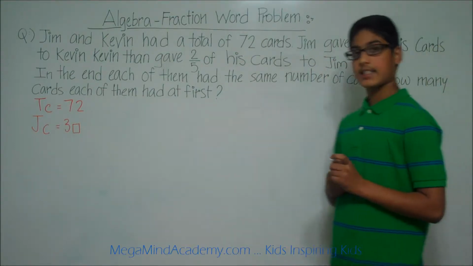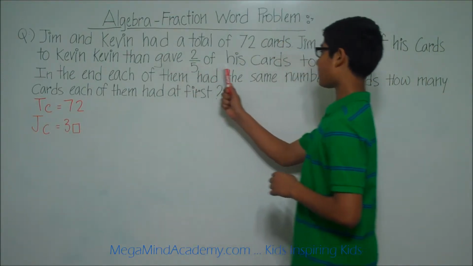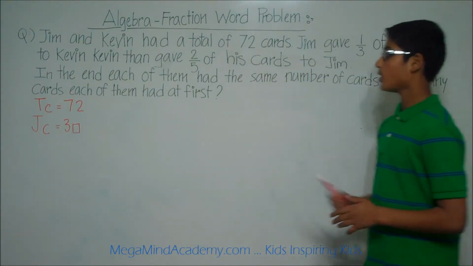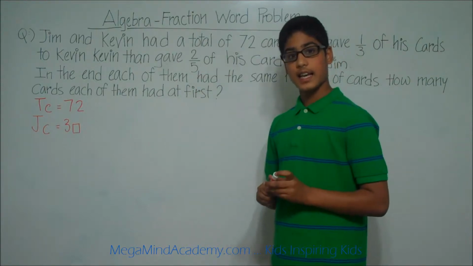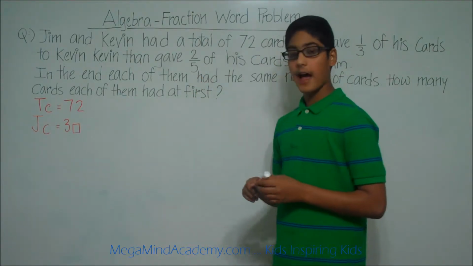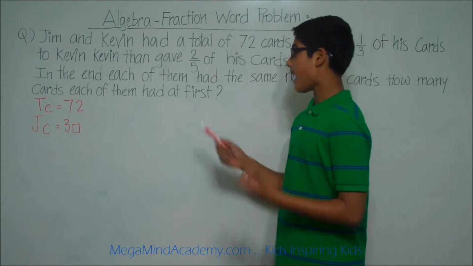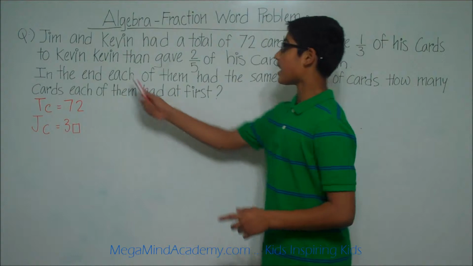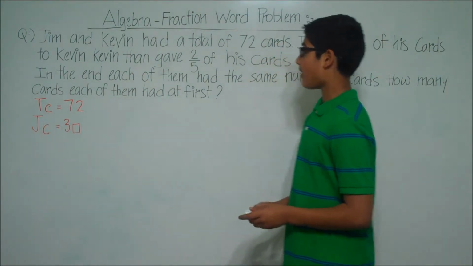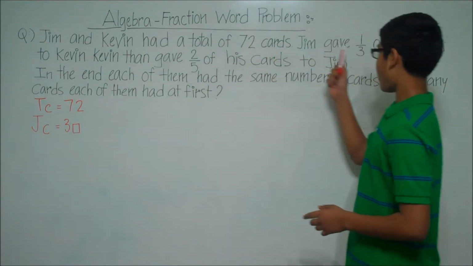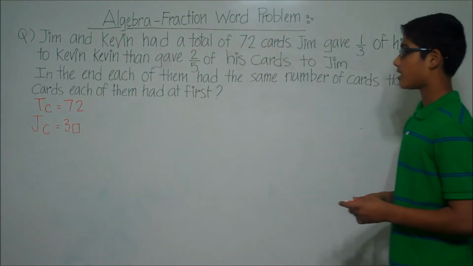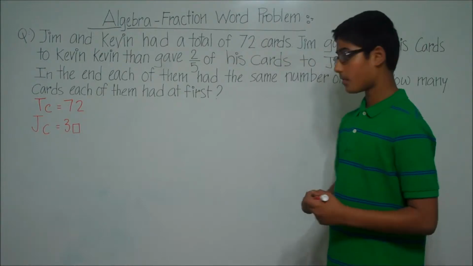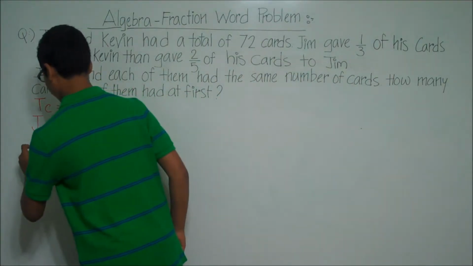Now, the next sentence. Kevin then gave 2/5 of his cards to Jim. We can see another fraction, which is 2/5. In this case, the denominator is 5. So this means that Kevin now has 5 units. The reason I'm saying now is because that means that after Kevin got 1/3 of Jim's cards, he gave 2/5 of his own cards to Jim.